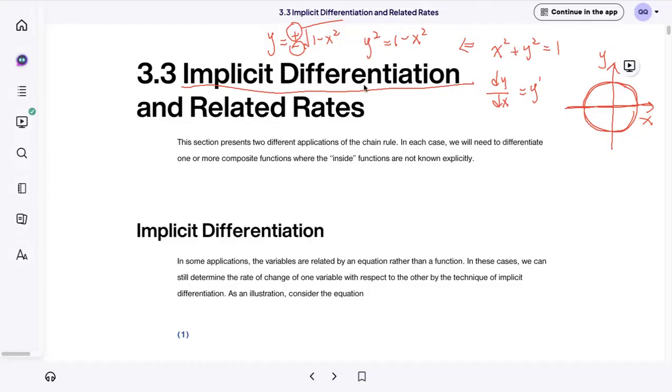So we use implicit differentiation, which means we take the derivative simultaneously with all the variables. In this case, we have two variables. Of course, this can extend to 3 variables, 4 variables, but let's just talk about 2 variables. We have x, we have y involved, and we cannot write this equation as a function.